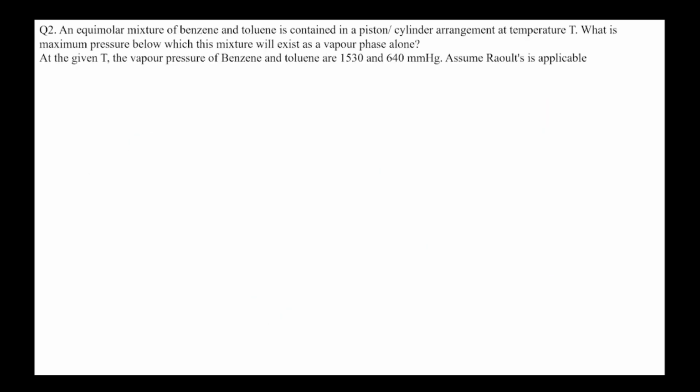An equimolar mixture of benzene and toluene is contained in a piston cylinder arrangement at temperature T. What is the maximum pressure below which this mixture will exist as a vapor phase? Okay, so we have the mole fraction of the vapor phase, that is equimolar mixture. So Y1 is equal to Y2 is equal to 0.5, but we don't have the composition of liquid phase X1 and X2. So X1 plus X2 is equal to 1, X1 is equal to 1 minus X2.